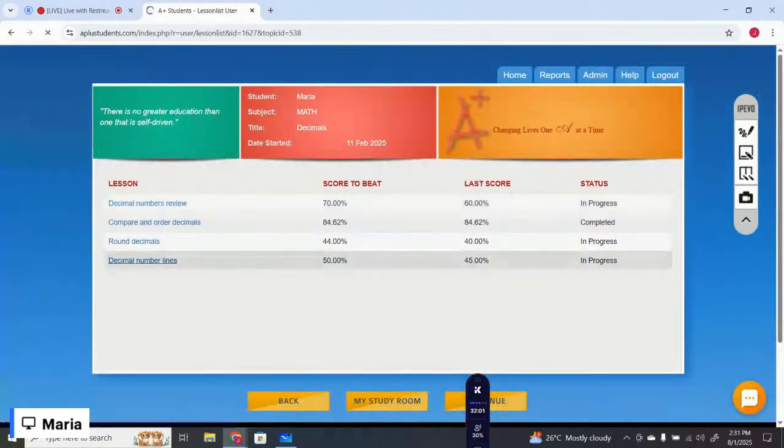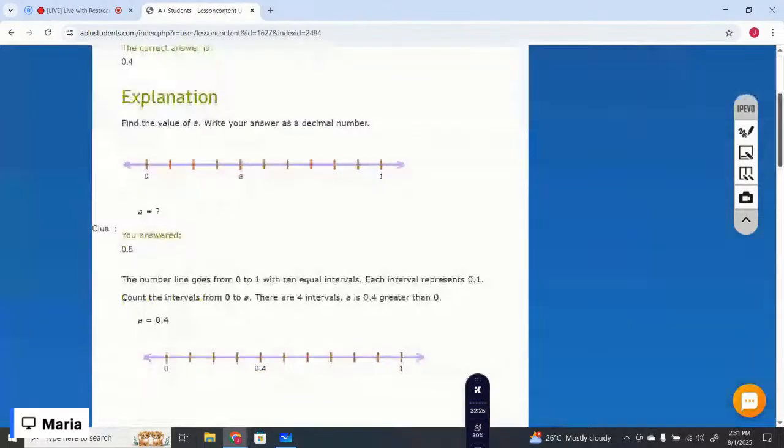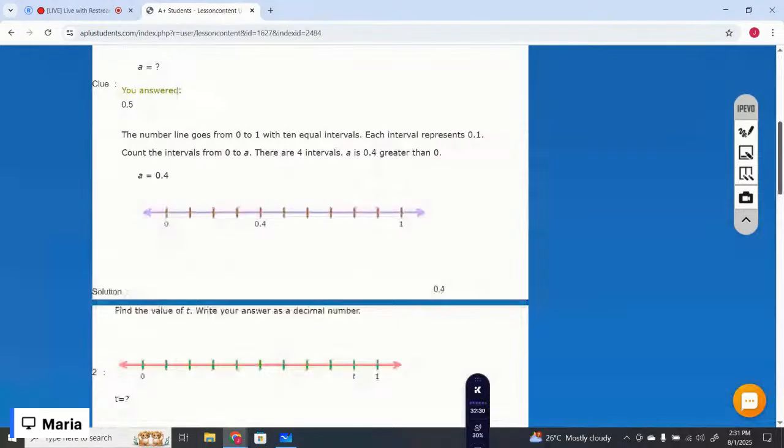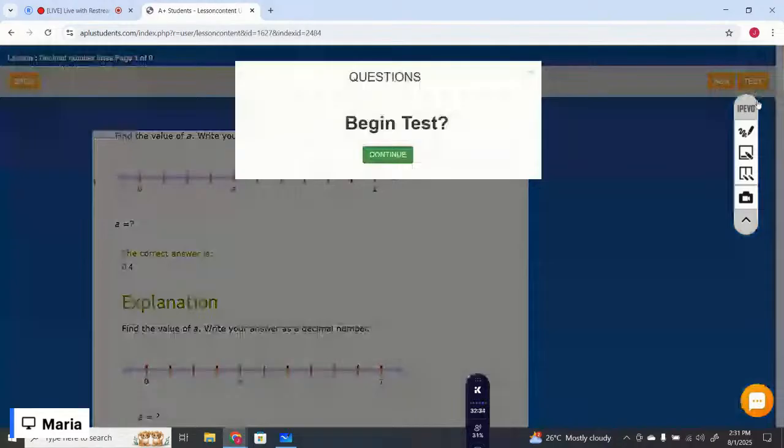That is decimal number lines. Find the value of A. Write your answer as a decimal number. So A equals 0.4. Let's just start with the test questions.